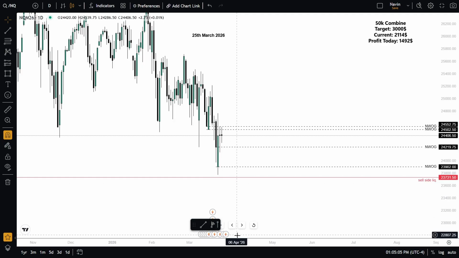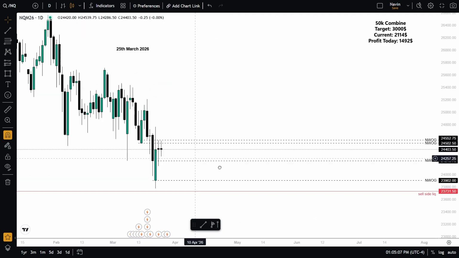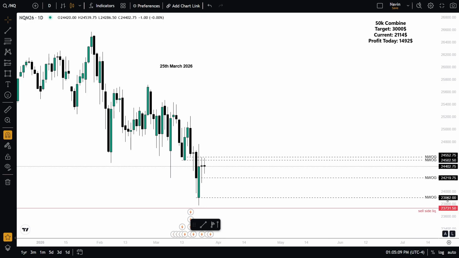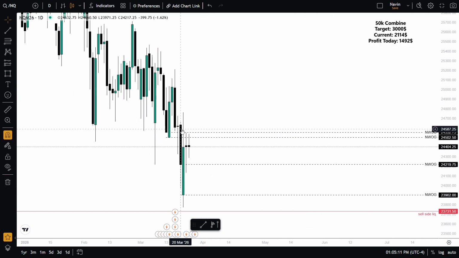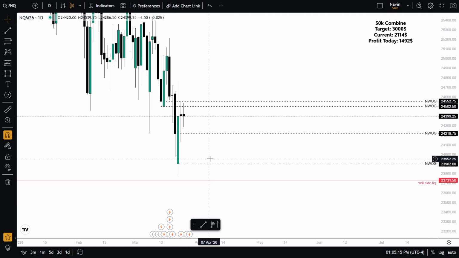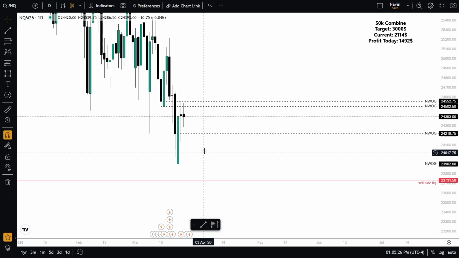In the daily chart, as we can see here, this is the candle which we are in, so this is the current day. This is the previous week's new week opening gap, and this is the current week's new week opening gap, where the market closed on Friday and reopened on Monday. So I've just marked out these gaps.